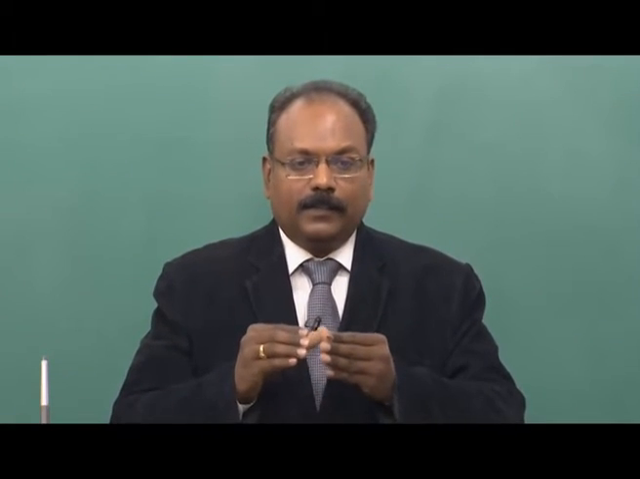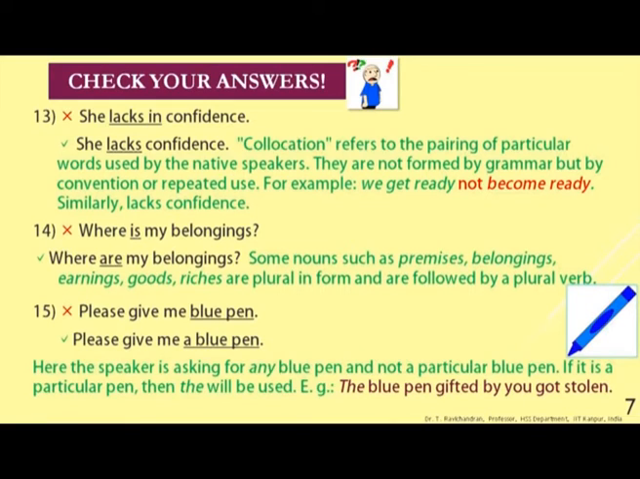Next one, "Where is my belongings" is wrong. The correct form is "Where are my belongings." The reason is that some nouns such as premises, belongings, earnings, goods, riches are plural in form and are followed by a plural verb. So, belongings is considered plural, and the plural form of the verb, are, should be used.